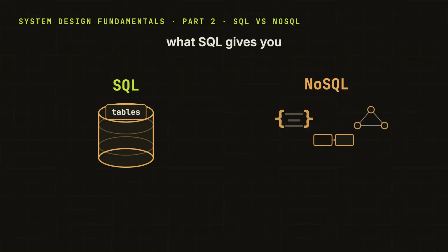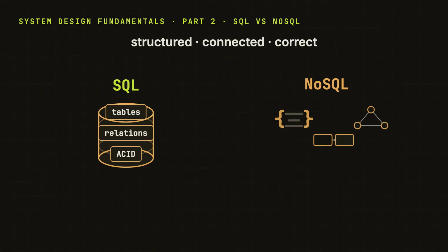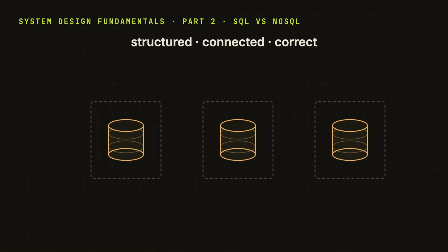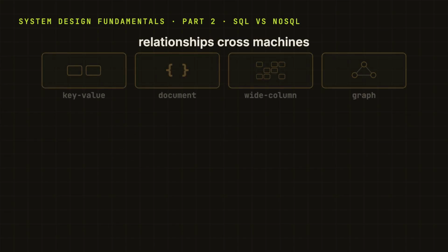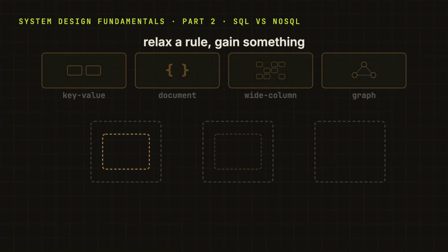The SQL database, as we saw, gives you tables, relationships, and strong ACID guarantees. It is brilliant when your data is structured and connected, and correctness really matters. Its cost is that it's stricter and traditionally harder to spread across many machines. NoSQL is really an umbrella for several kinds of databases that each relax some of these rules to get something else, usually more flexibility or more scale.